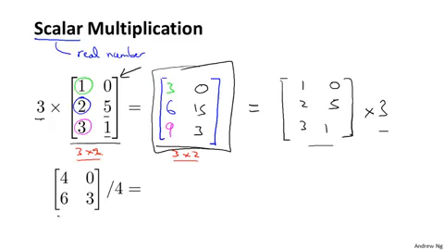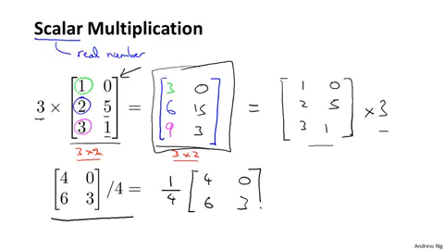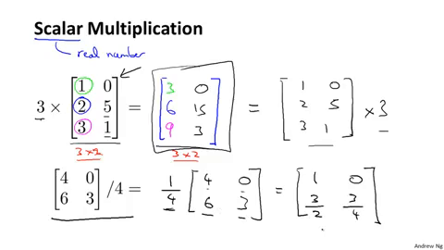You can also take a matrix and divide it by a number. Taking this matrix and dividing it by 4 is actually the same as taking the number 1/4 and multiplying it by this matrix, 4, 0, 6, 3. And so you can figure out the answer. The result of this product is: 1/4 times 4 is 1, 1/4 times 0 is 0, 1/4 times 6 is 3 halves, because 6 over 4 is 3 halves, and 1/4 times 3 is 3/4. And so that's the result of computing this matrix divided by 4.